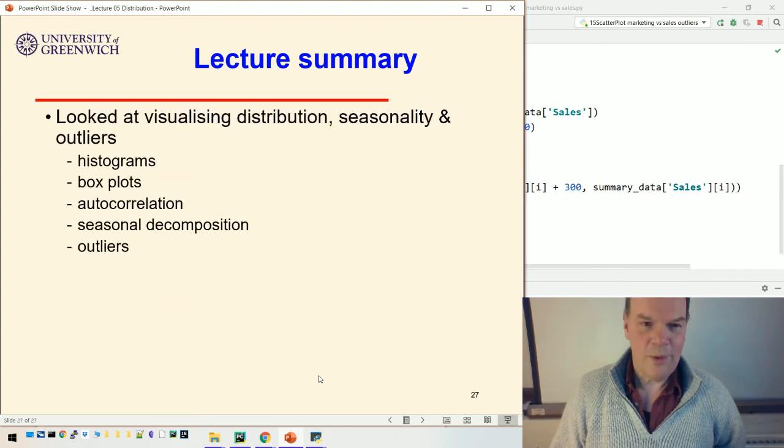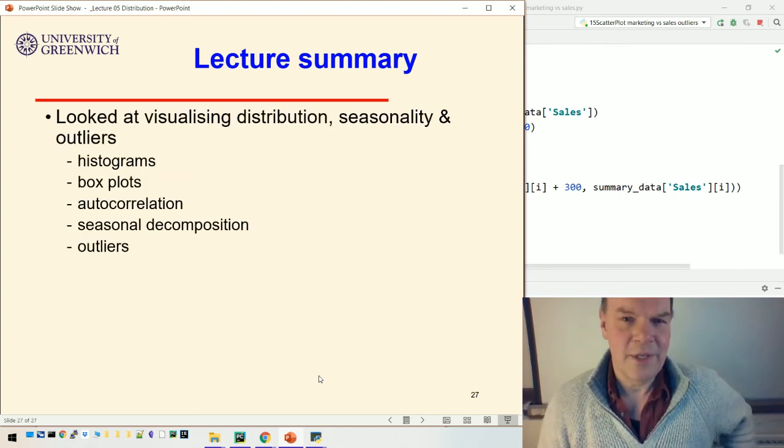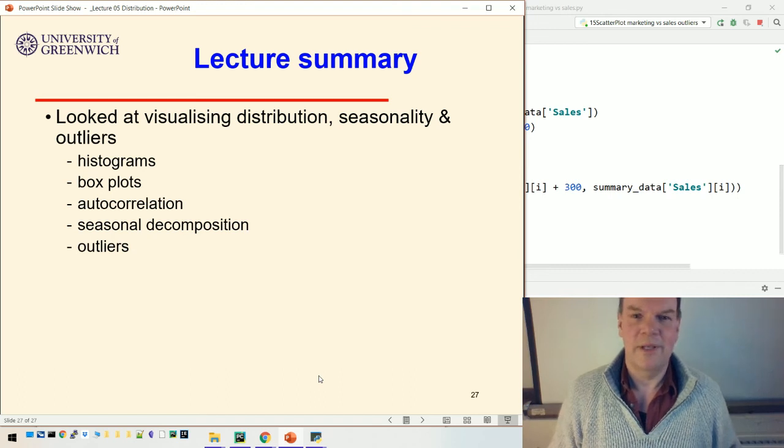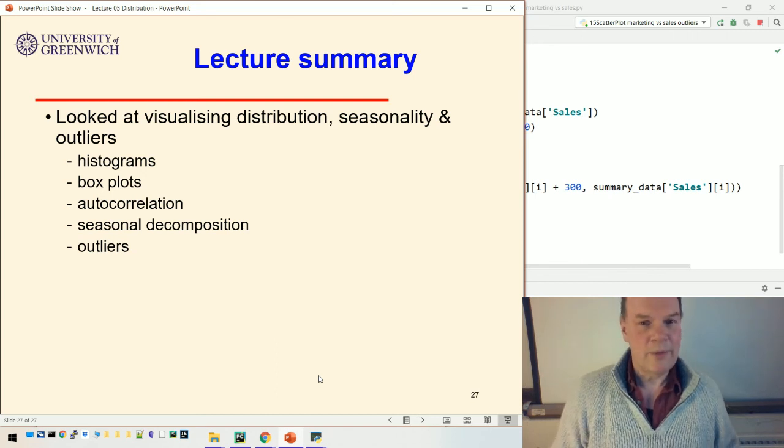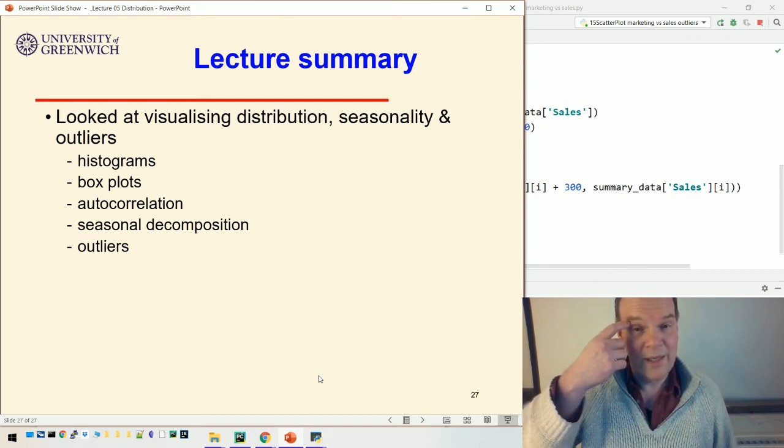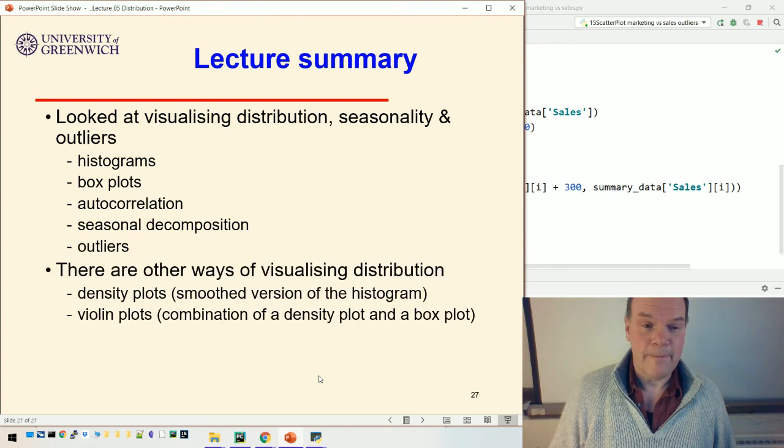Okay, in terms of what we've seen, we've looked at this idea of distribution. How is our data distributed, and what's driving that? So we can measure the distribution with histograms and box plots. Those are a good basic tool to look at distribution and get some sense of what's going on. If we think there's seasonality, we can use autocorrelation and even seasonal decomposition to attack that. And we can also use other tools, more bespoke tools to identify outliers and try and spot what is going on there.